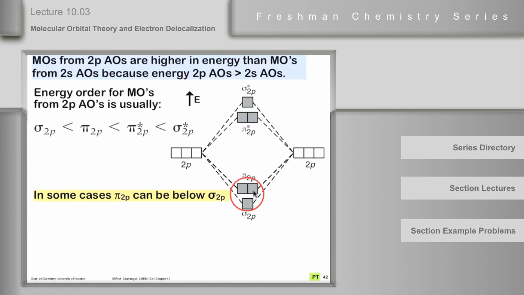Well, if it was just overlap and that's all that did it, it would always be that way. But unfortunately, there are some other things that can affect this, and they are outside the scope of our discussion at this point. But what we can say is, in some cases, pi 2p can be below sigma 2p, reverse of what you see here. So we have to figure out when that is, and all I can suggest to you at this point is I can't give you the tools to figure it out because you don't know molecular symmetry, but if you want to take my senior course, I'll see that that condition gets remedied.